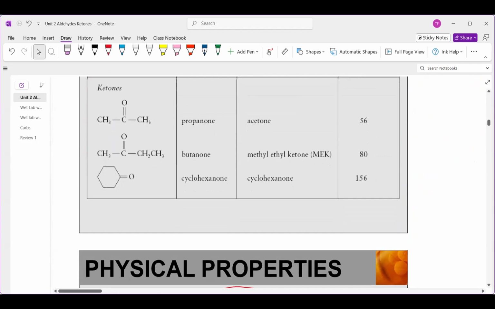Okay, so acetone is the most popular ketone by far. If you're in the building industry, MEK is frequently used as a solvent.